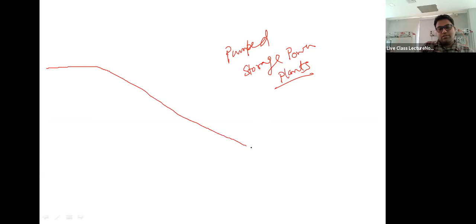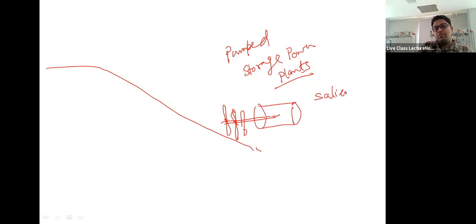What do you mean, sir? Can you repeat this line again? See, if it's a waterfall, and here you have a turbine, and you have a salient pole motor attached to this salient pole machine. I am using the word machine to say that it can be used both as a generator and as a motor also. So it is of low RPM, say around 350 RPM only.